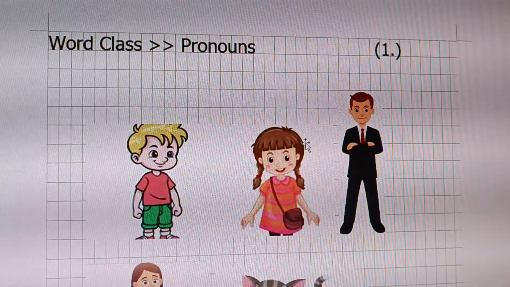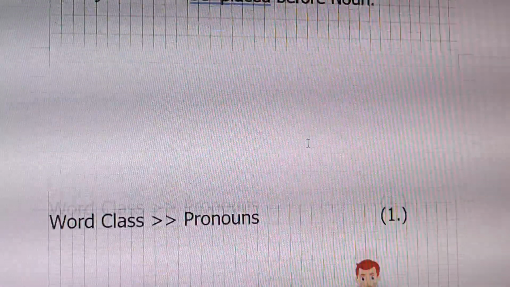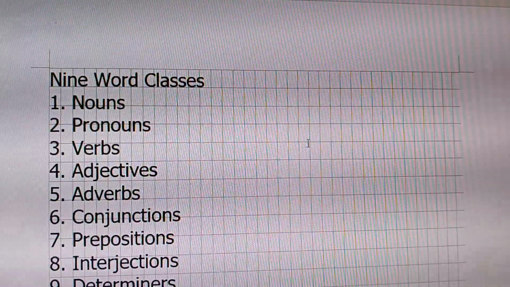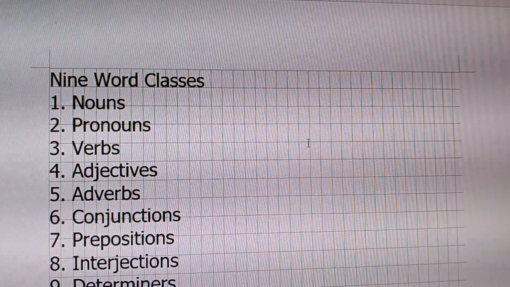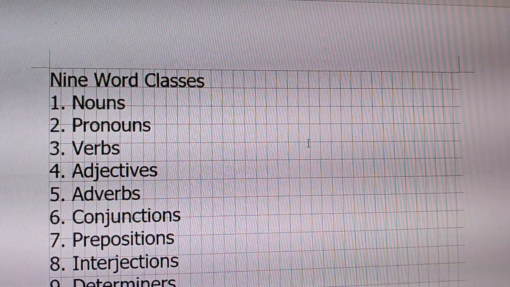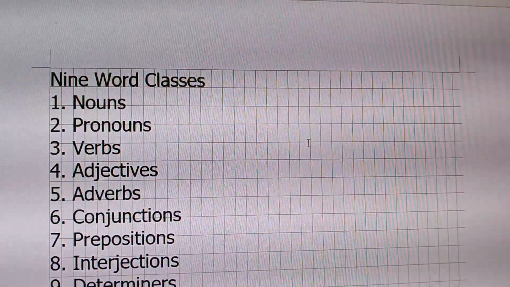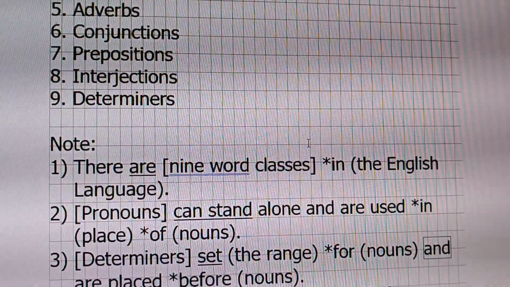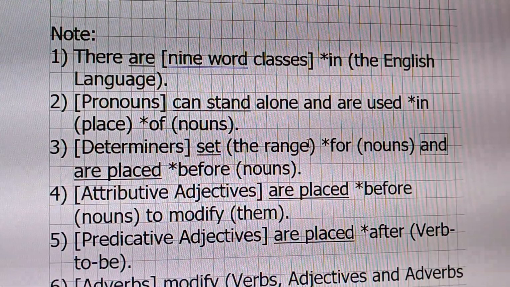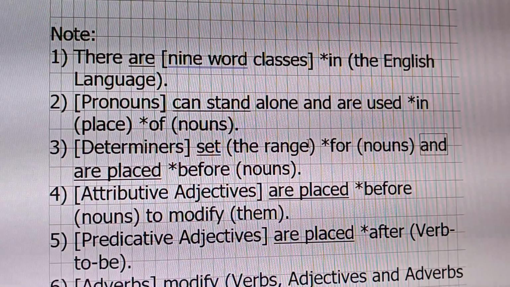Today I would like to share with you the word class pronouns. There are 9 word classes: nouns, pronouns, verbs, adjectives, adverbs, conjunctions, prepositions, interjections, and determiners. So there are 9 word classes in the English language.